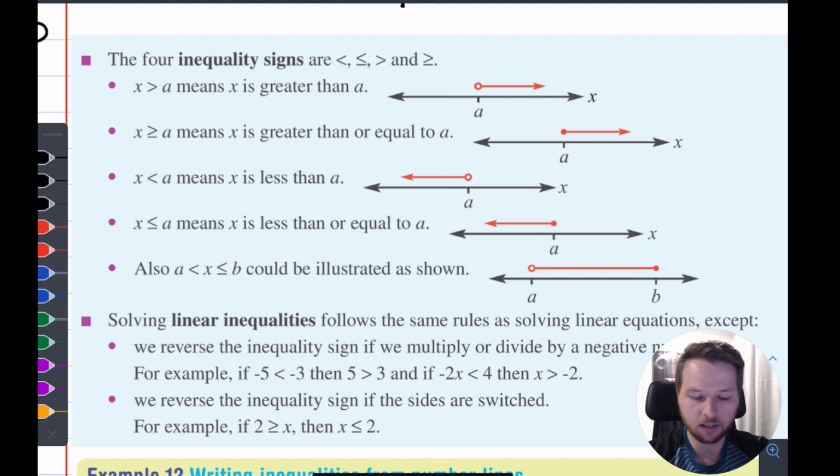Okay. The less than or greater than without the equal means that x gets really, really close to a, but never actually reaches it. The last line here is an interval. So x is between a and b. Here we say that a is less than x, which is less than or equal to b. So we've got an open circle at a and a closed circle at b.